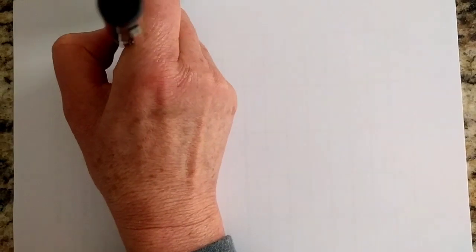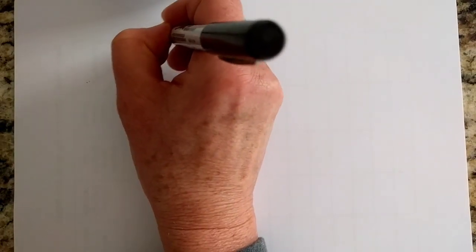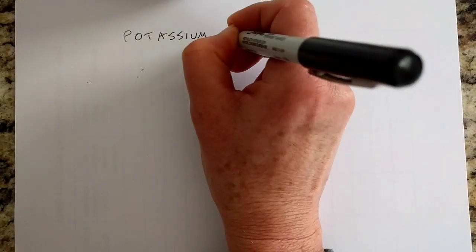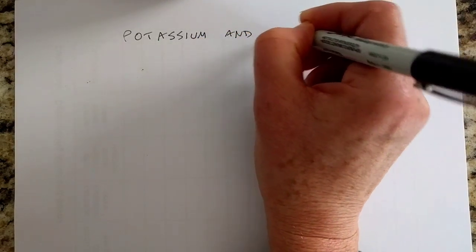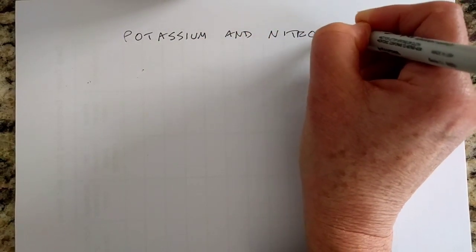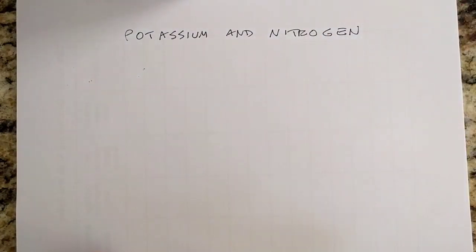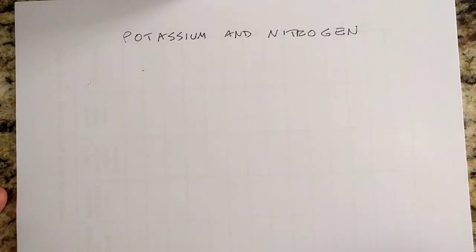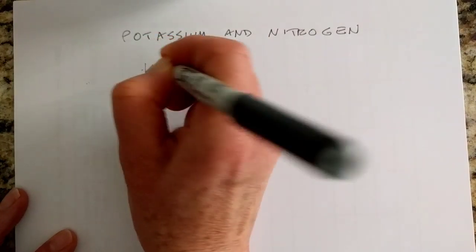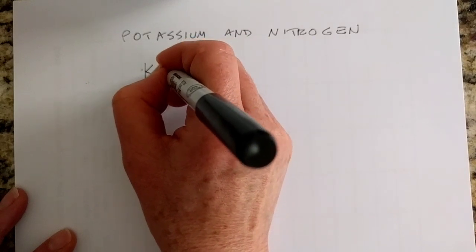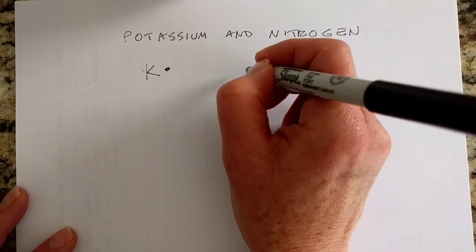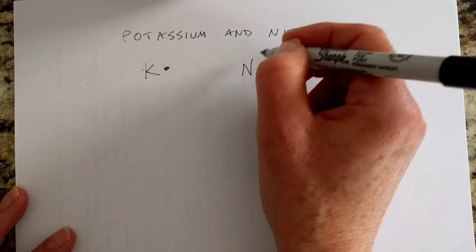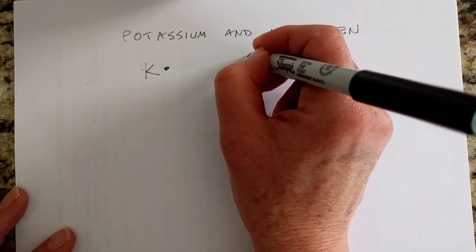Okay, let's do another one. Now we're going to do potassium and nitrogen. Okay, so the first thing we're going to do is do the electron dot structure for each of our elements. So potassium is K. It's in group 1, so it has 1 valence electron. Nitrogen is in group 15, and it has 5 valence electrons.